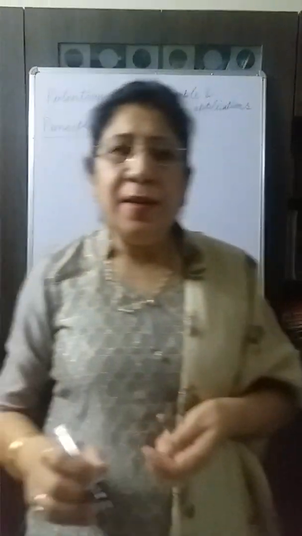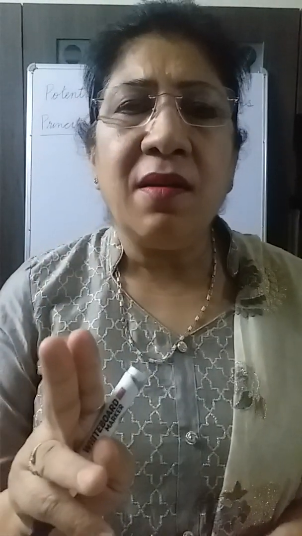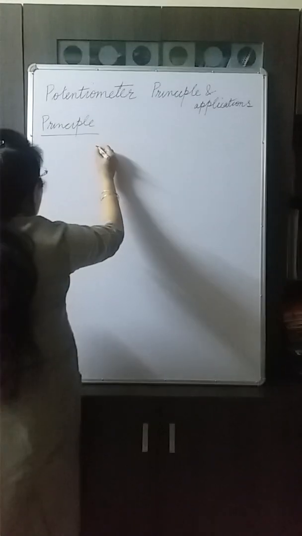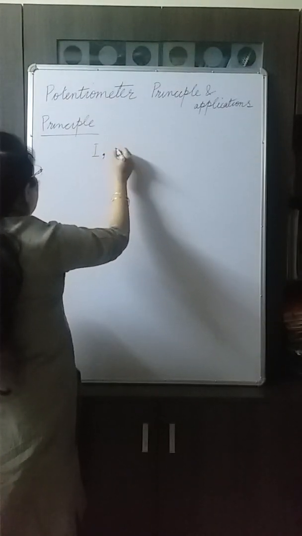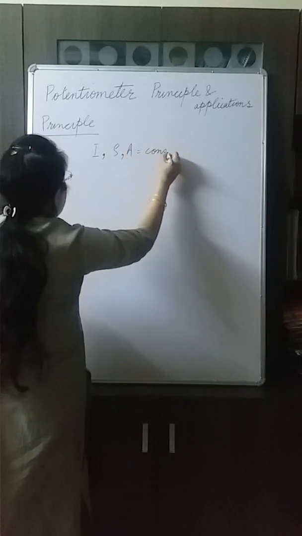The principle states that when a constant current flows through a wire of constant area of cross section and uniform material. So this means the current is constant, the area of cross section is constant, and the material is constant. So I, rho and A are taken to be constant.